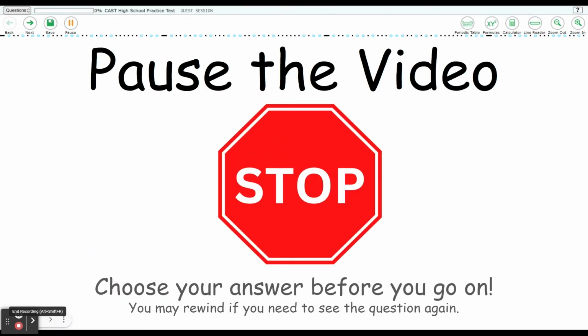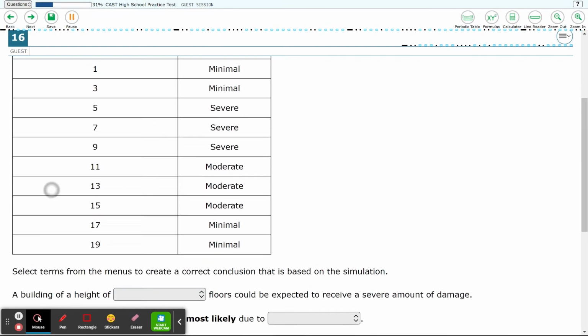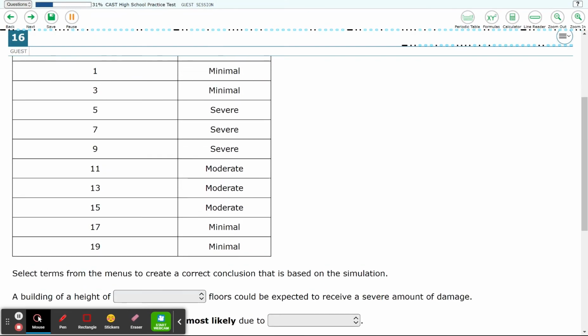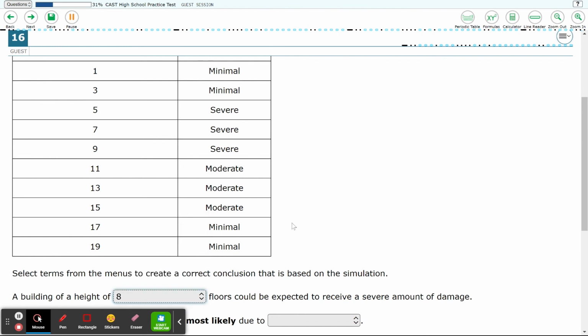So we can see here that the height of the building, 4 floors, might be minimal, it might be severe. We're not sure about that. What was our other options here? 8. 8 is right between 7 and 9, so it looks like we got severe here. So that's probably going to be our best guess. 12 seems to be kind of in this moderate range. So I think 8 is our best guess for severe.